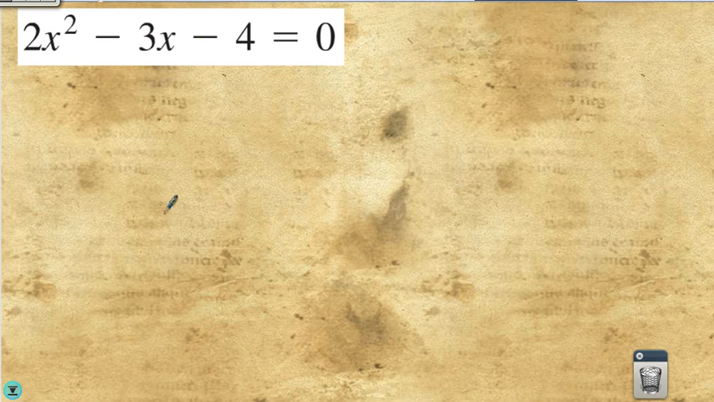This one's nasty. I'll go ahead and prepare you. Again, hands down the worst method. This problem will be proof of that. Okay? Step number 1, move your 4 over. I now have 2x squared minus 3x equals 4.